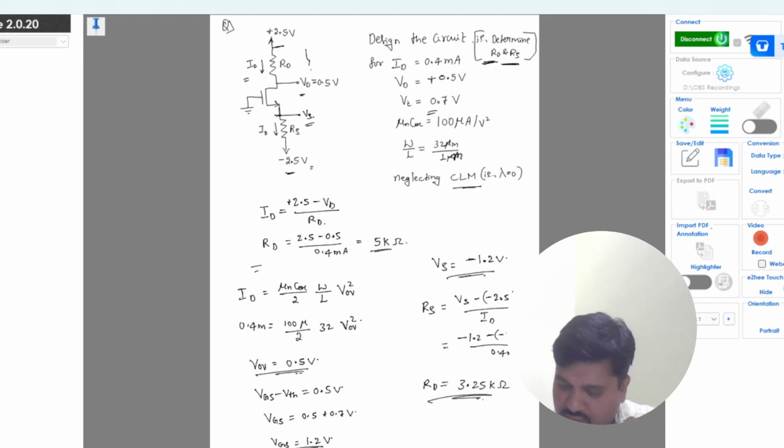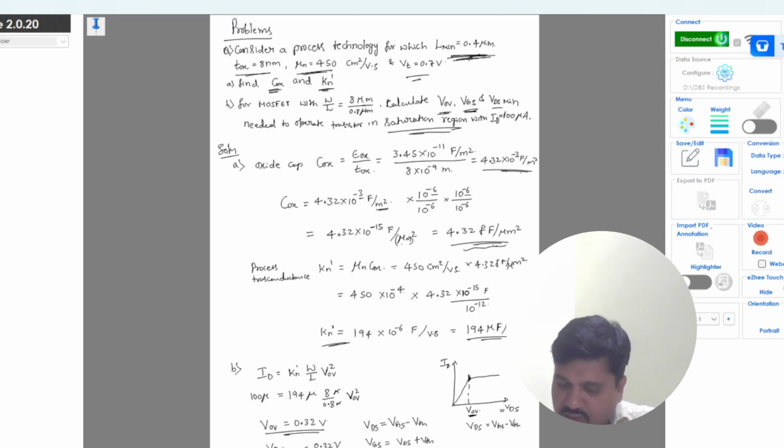Okay, so in the previous problem I just made a mistake, I think. This is 0.32 plus 0.7, so VGS will be 1.02. It is not 1.2, it is 1.02 volts. Okay, so this is the DC analysis, or the problems on the MOSFET.